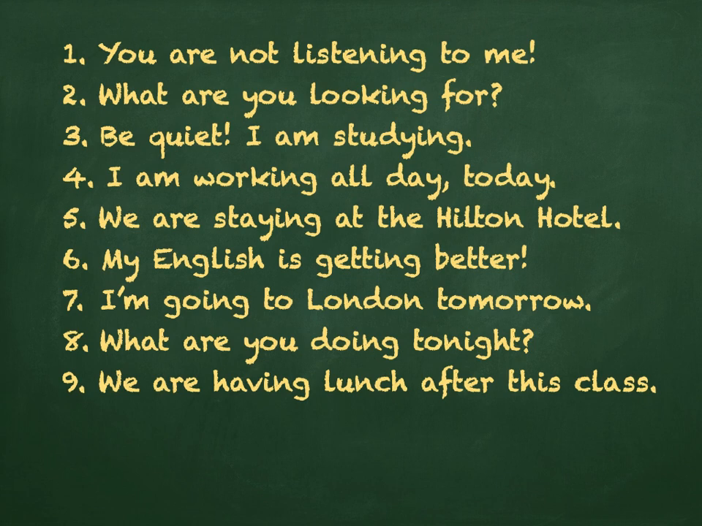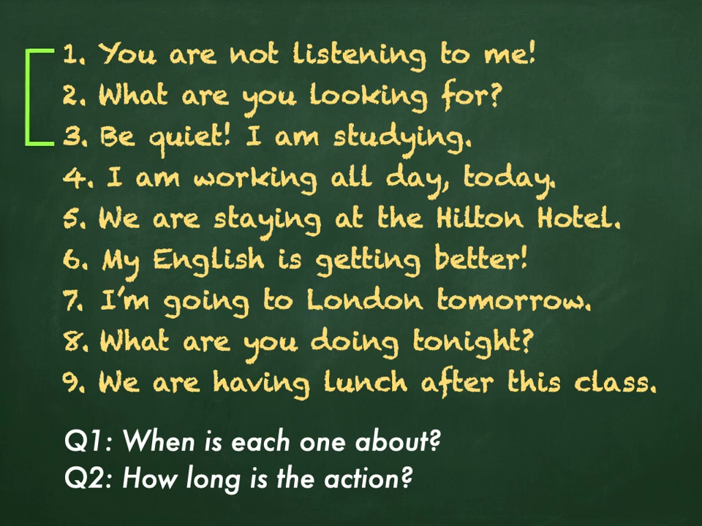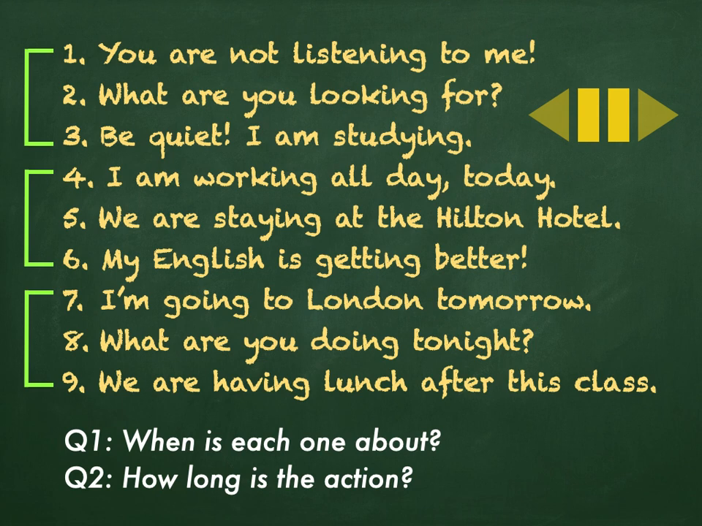We have some example sentences coming here. These sentences have different meanings of when something is happening and for how long. Look at the first three, then 4 to 6, and then 7 to 9. Maybe pause the video now and check to see if you can find the three uses.